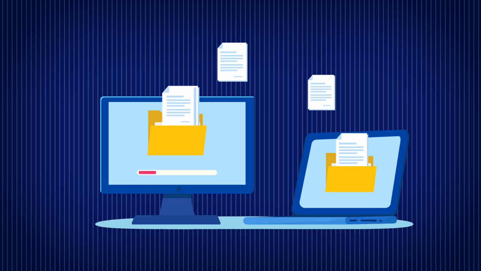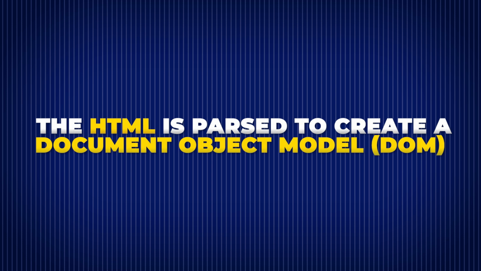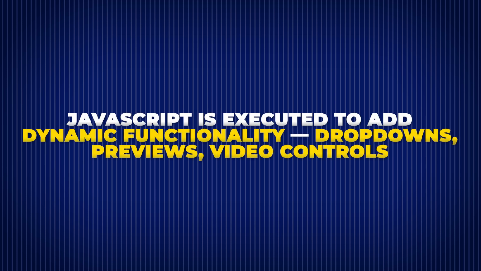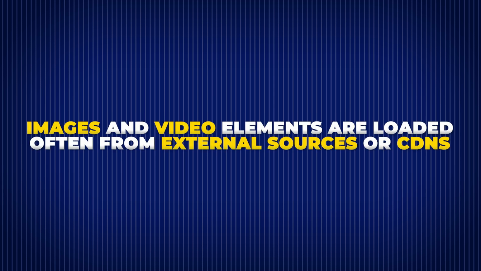Then it goes to work, rendering. The HTML is parsed to create a document object model, DOM. CSS is applied to style the layout: fonts, colors, spacing. JavaScript is executed to add dynamic functionality: drop-downs, previews, video controls. Images and video elements are loaded, often from external sources or CDNs.